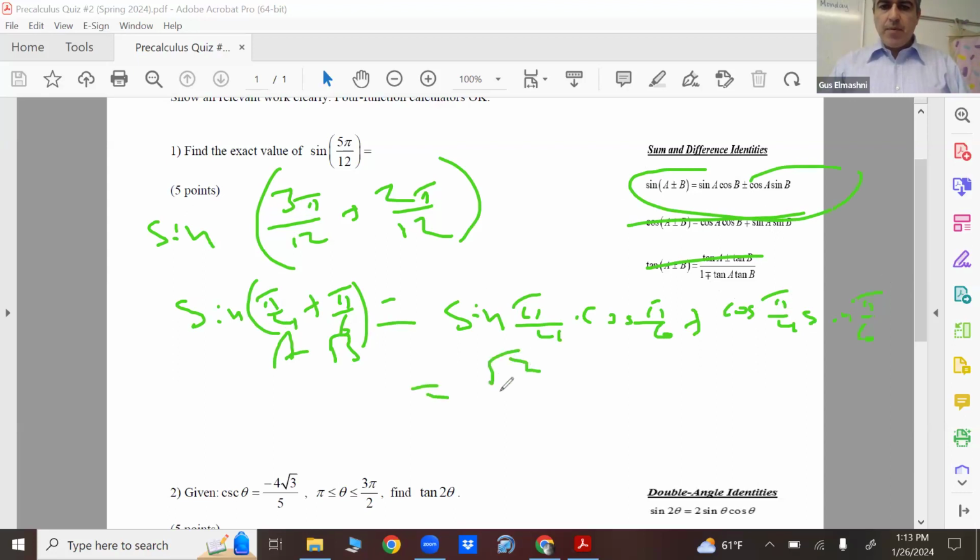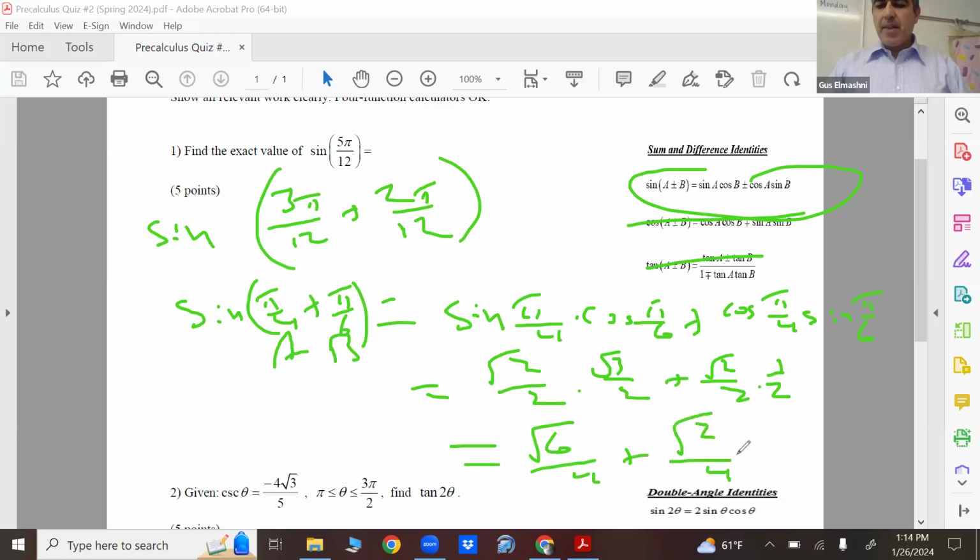That's root 2 over 2 times root 3 over 2 plus root 2 over 2 times half. Technically, you're kind of done at this point, but if you just combine them, that'd be kind of nice. And you can leave it like that, or you can combine it like this too. Either works.